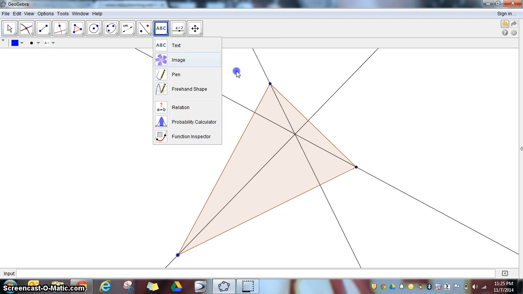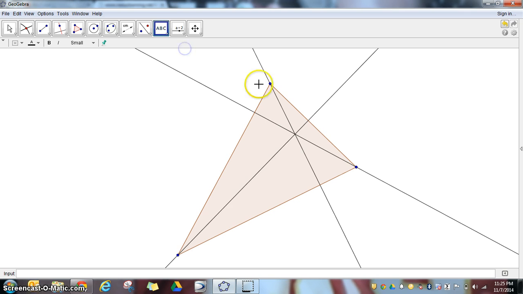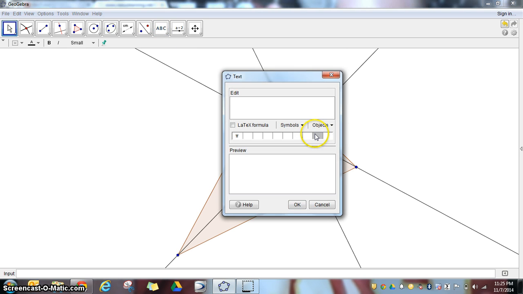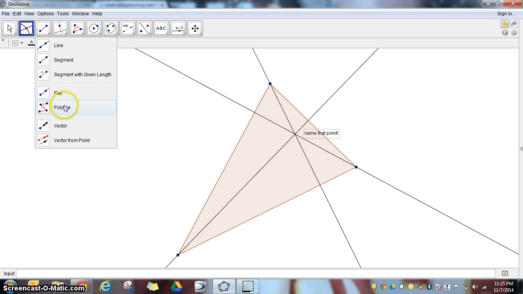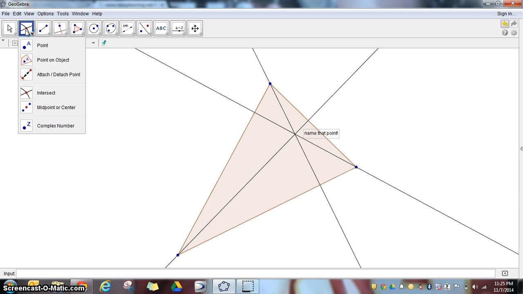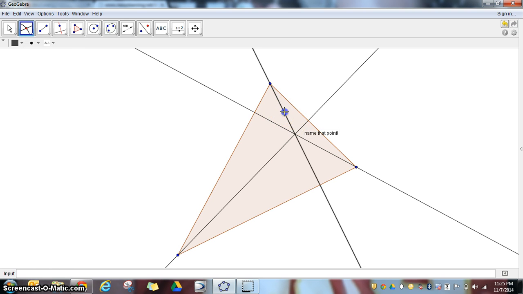When you find that out, let's go ahead and get our text tool and we will name that point. And we're going to put that right on our picture. So let's do our intersection tool. Intersect. There, I already have the intersection tool. And we're going to intersect two of those altitudes so that it creates that point of concurrency. Now, really, that's all you need to do with that.